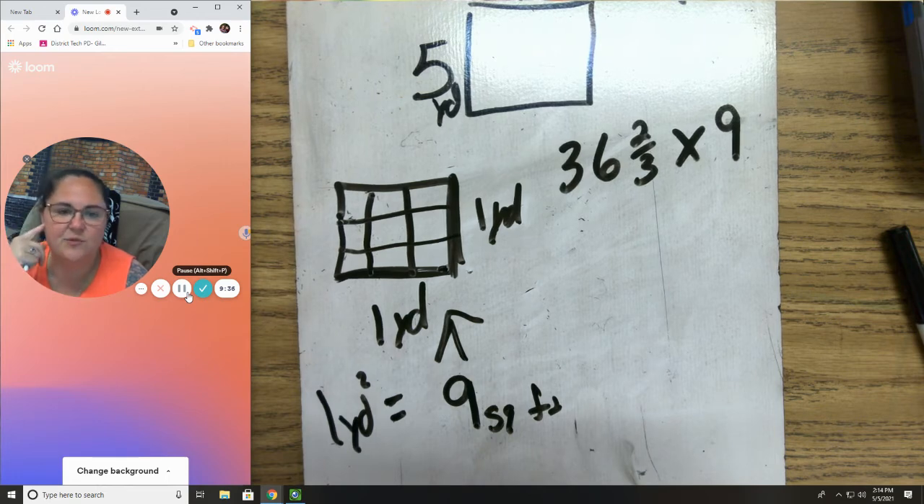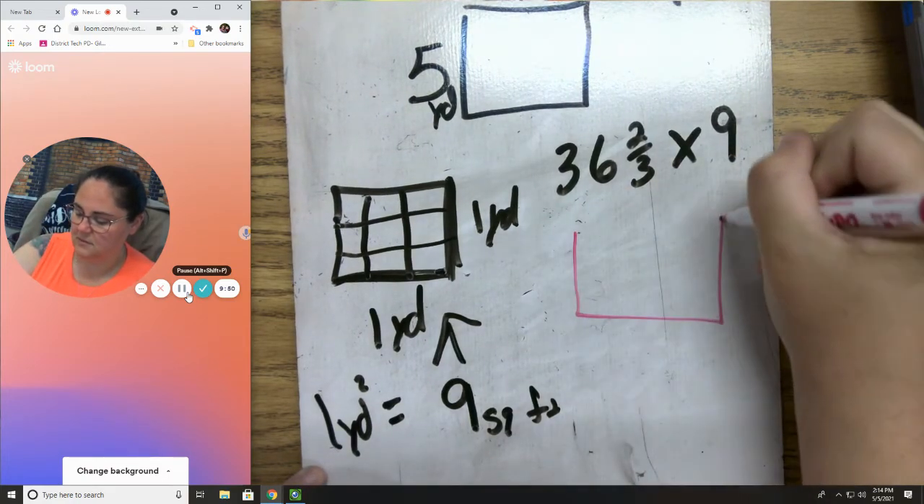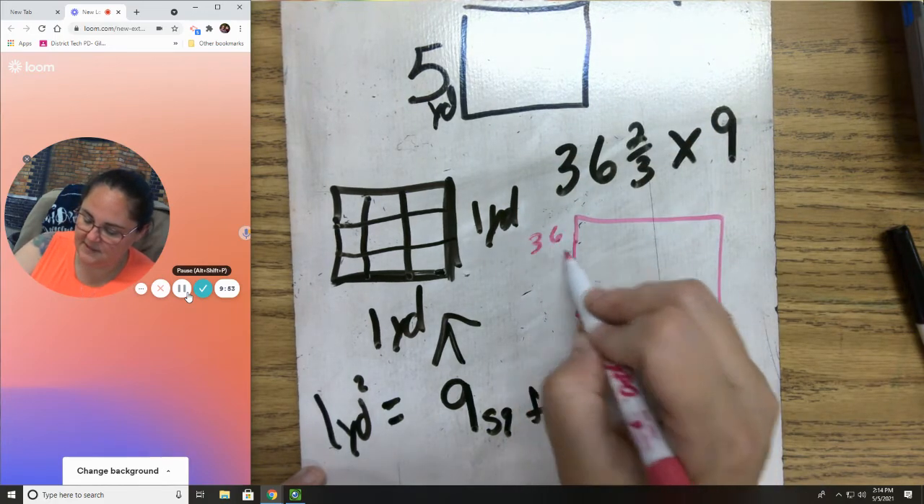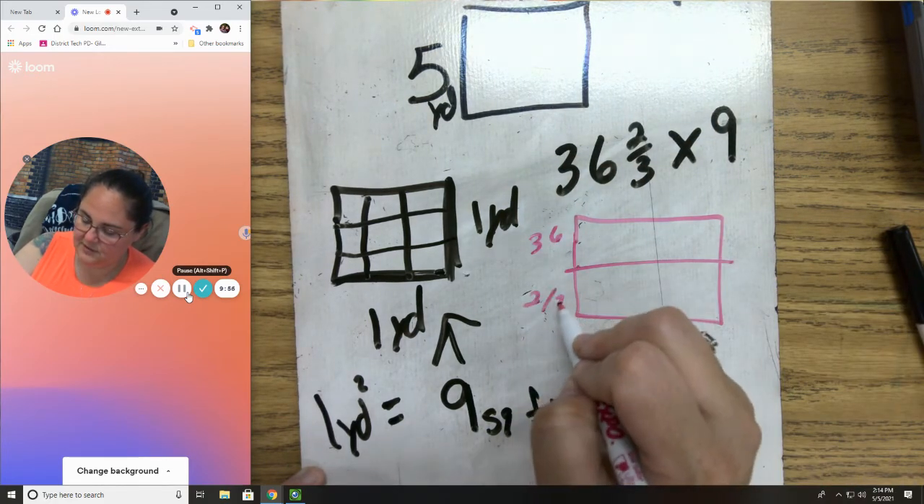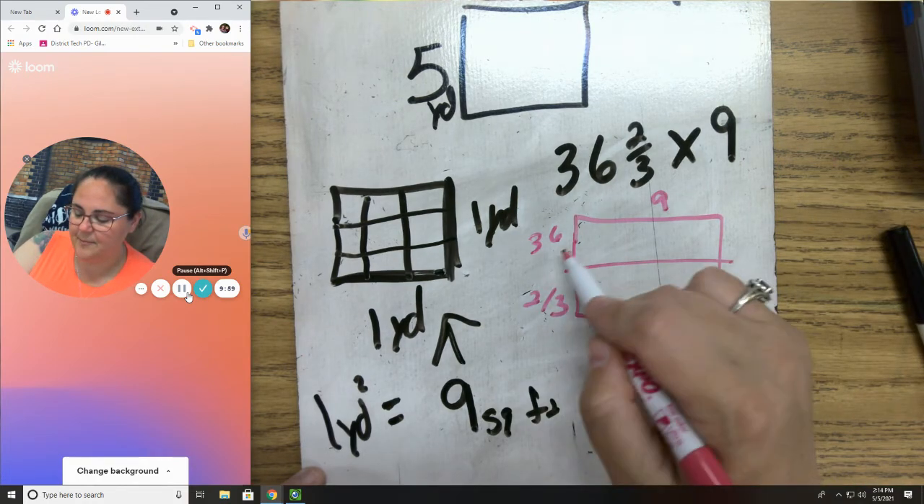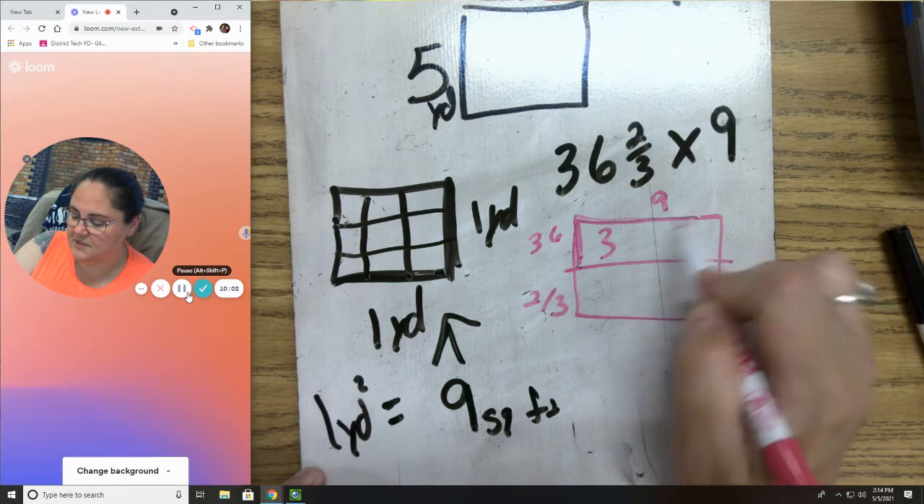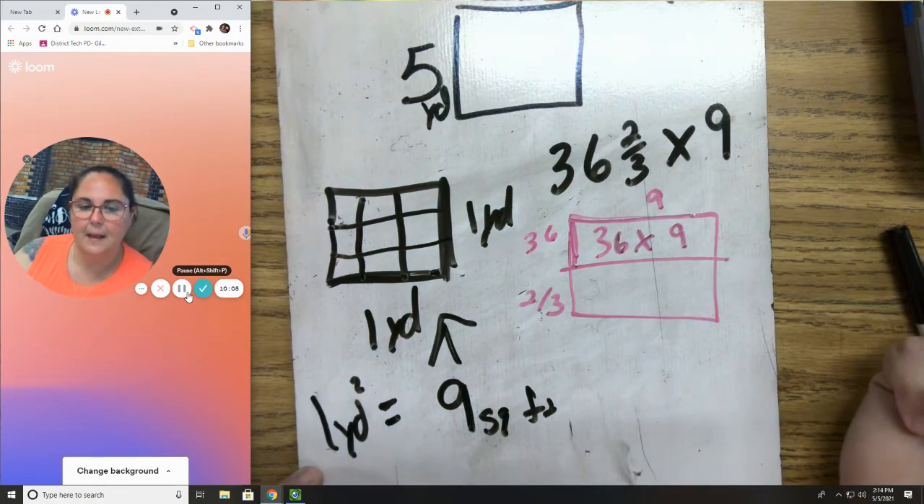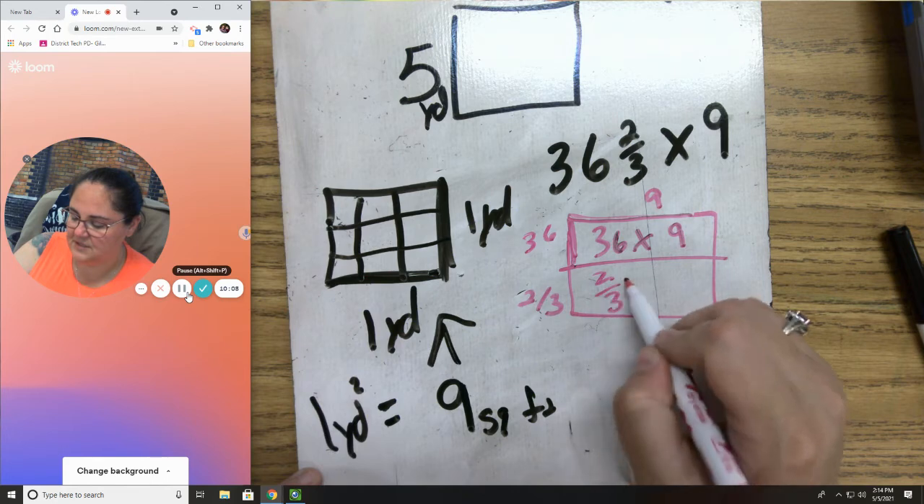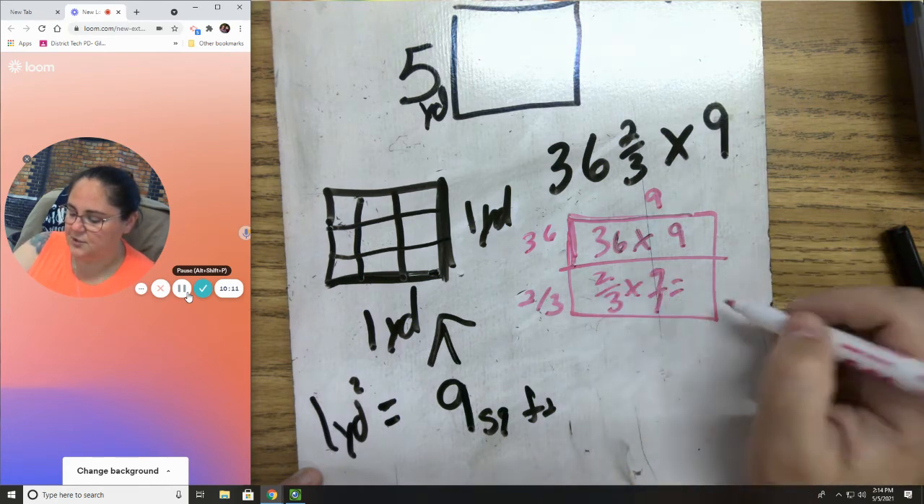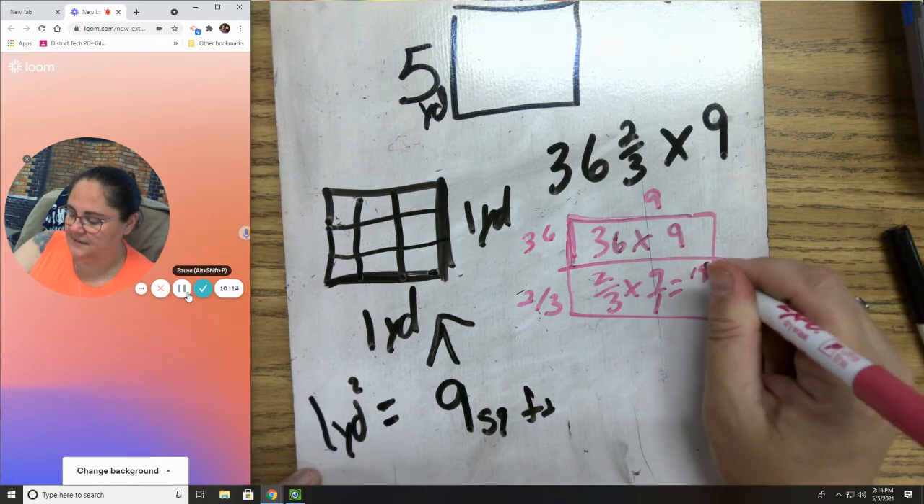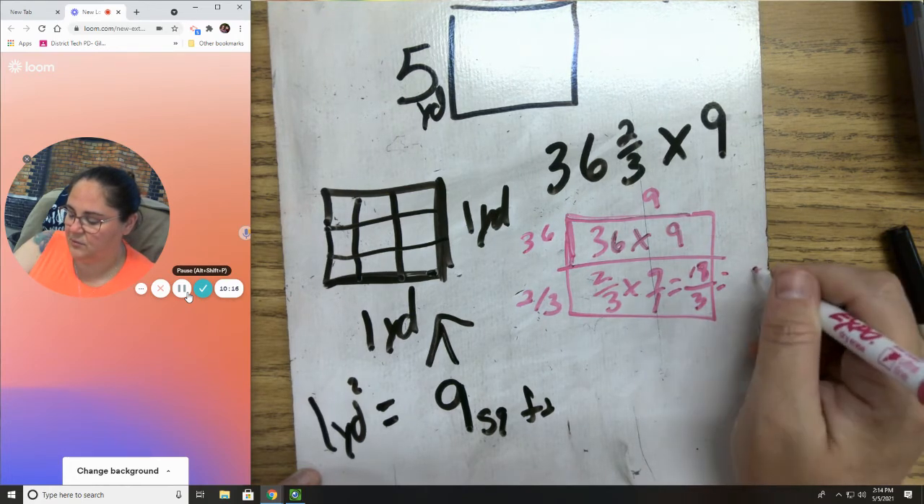I don't care what way you do this. If you want to do area model, great. You want to do improper fractions, great. Find a way that works for you. I'm going to do this one area model. 36, 2/3, and 9. So my top box, I'm going to do 36 times 9. My bottom box, we're going to do 2/3 times 9. 9 times 2 is 18. 3 times 1 is 3. 18 divided by 3 equals 6.